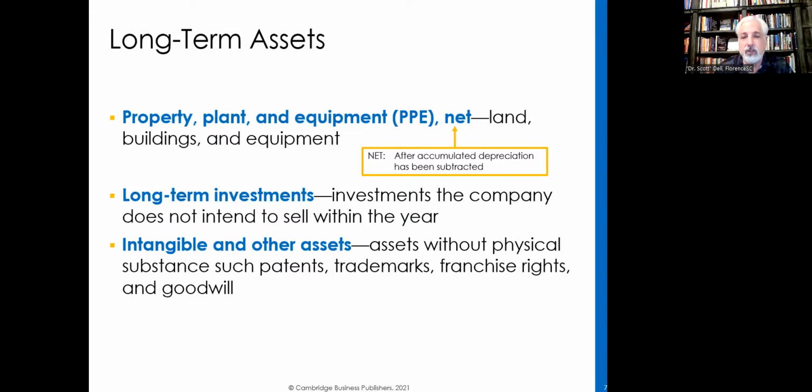Then we get some of the long-term stuff. PP&E, property, plant, and equipment, net. That's net of something called accumulated depreciation. Over a period of time, we do depreciate that asset, sometimes going down to zero, sometimes going down to what we call a salvage value. And then we have long-term investments. So we might buy stock in another company, not our own stock, not selling our own common stock, but we're investing in another organization, another company. And that's stuff we're not going to probably sell within a year.